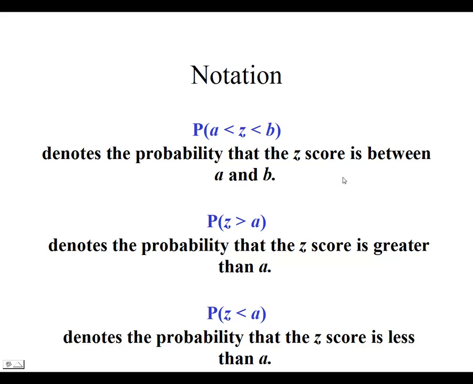This is some notation as to how you can see problems. It's either going to be in between two values, strictly greater than a value, or strictly less than. Again, you can put equal to signs anywhere you want. It's not going to change the actual probabilities at all.